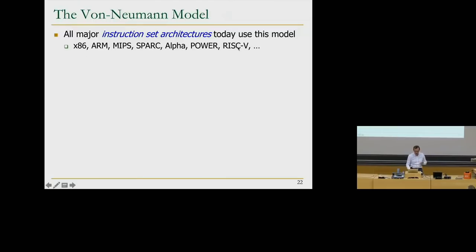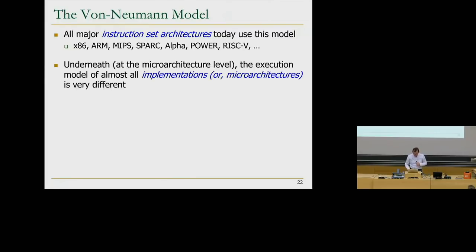So you can see the names of the ISAs. Some of them you may be familiar with. RISC-V is one of the popular ones today. It's also von Neumann. RISC-V is actually very similar to MIPS. So underneath, at the microarchitecture level, the execution model of almost all implementations or microarchitectures is very different.